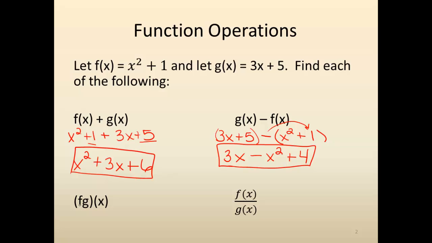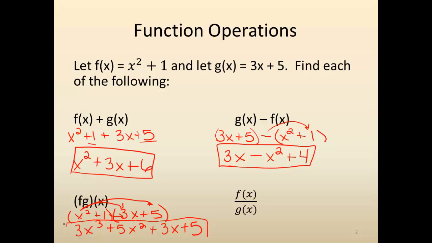Another way you might see it written, fg, this is multiplication. So fg of x, they want you to multiply x squared plus 1 times 3x plus 5. And now we can distribute these. So we would get 3x to the third. X squared times 5 is 5x squared. Distribute 1 times 3x and the 1 times 5. No like terms to combine, so there is the multiplication.